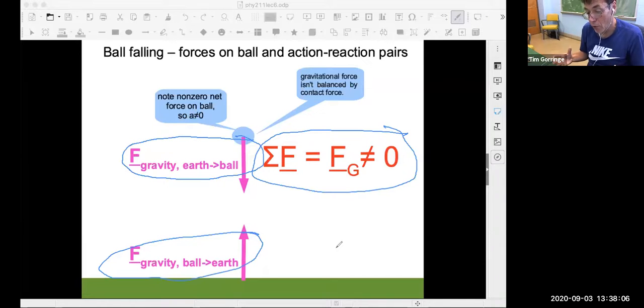Now, the ball doesn't have much mass, so the acceleration is large because it has little inertia. The earth really has a lot of mass. So the acceleration of the earth upwards is much, much, much, much smaller because it's so massive. But they are both accelerating towards each other. They're both exerting forces on each other.